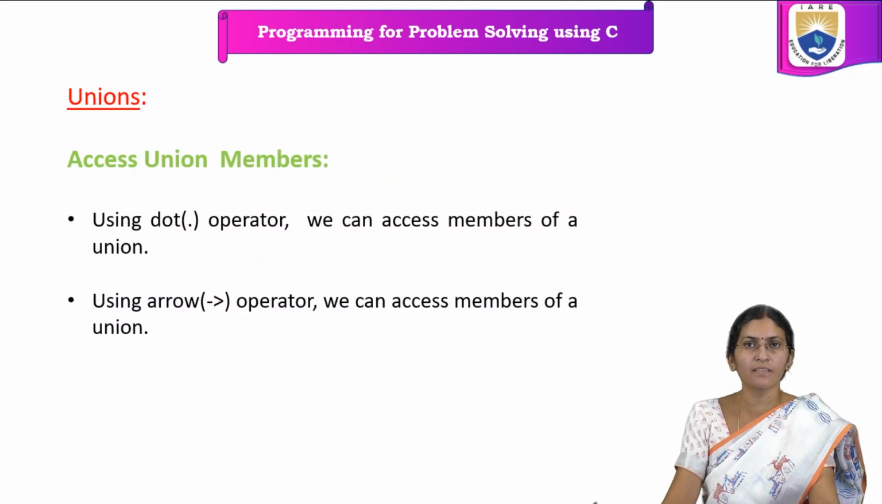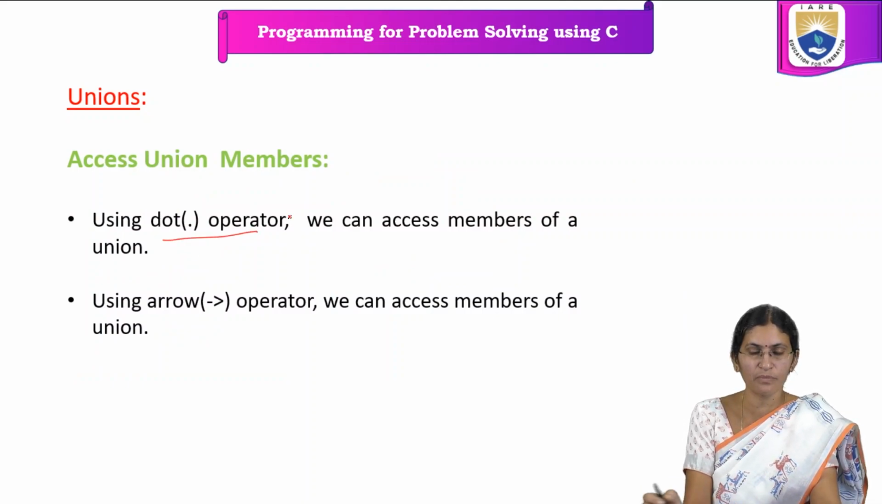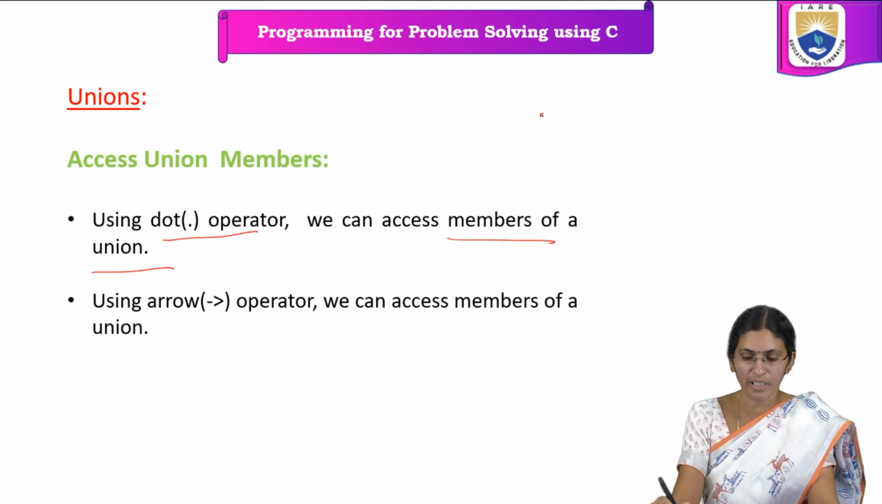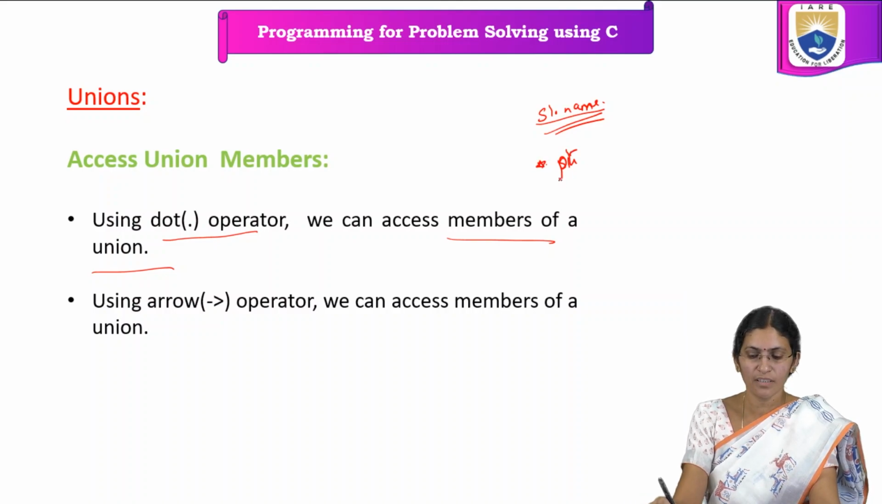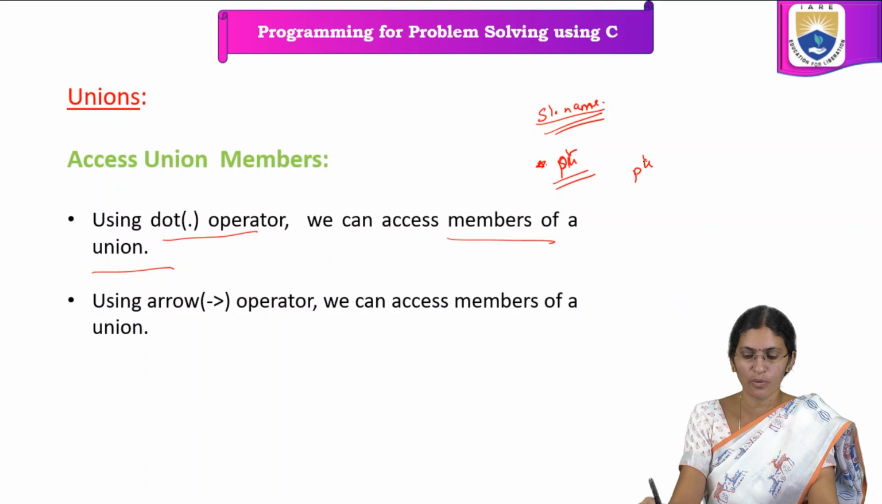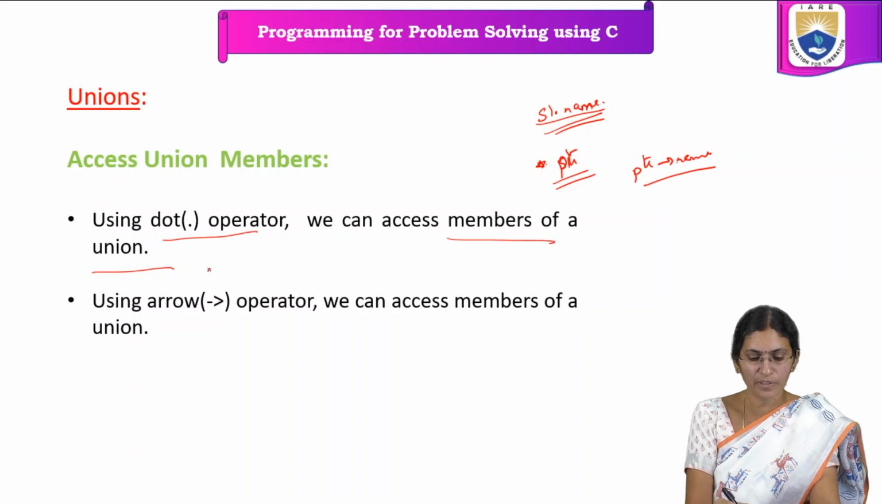In order to access union members, we can access them the same way as we access members of a structure. We can use the dot operator to access members of a union. By means of the variable name, suppose the variable name is S1 and the name of the member is name, with the help of the dot operator we can access the members. If PTR is a pointer variable of that type, then we can access members by using the arrow operator, PTR arrow name. If it is a normal variable, we use the dot operator.